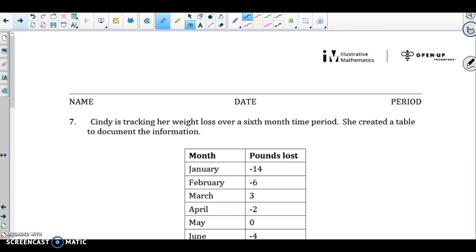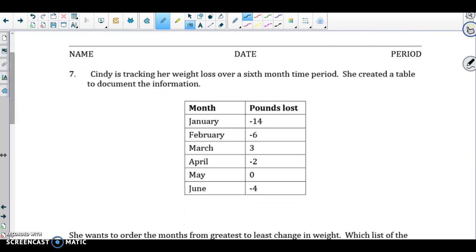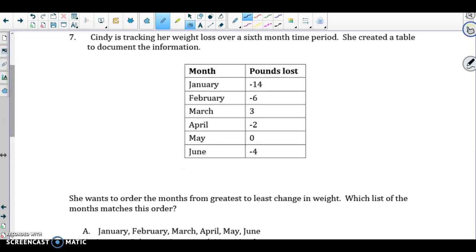Cindy is tracking her weight loss over a 6-month time period, and she created a table to document the information. So in January, she lost, it says she's down 14 pounds, so negative 14. February, she lost 6 pounds, so minus 6. March, 3 pounds, that's a plus, so we gained weight, Cindy did. April, negative 2. May is 0, and June is negative 4. And then she wants to order the months from greatest to least in the weight change. Which list of the months match this order?